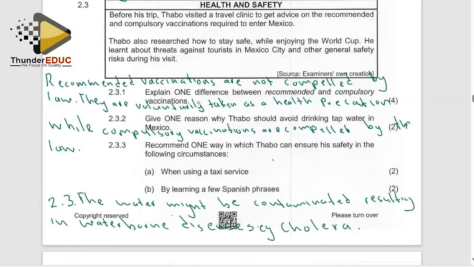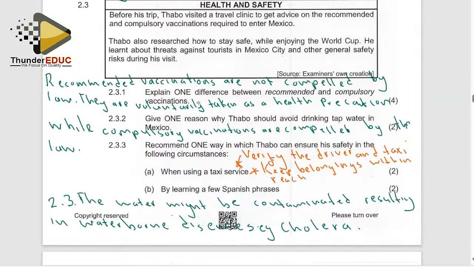Recommend one way in which Thabo can ensure his safety in the following circumstances. When using a taxi, verify the driver details, verify the driver and the taxi itself. In addition to that, you must also keep your belongings within reach. Then in addition to that, wear a safety belt.